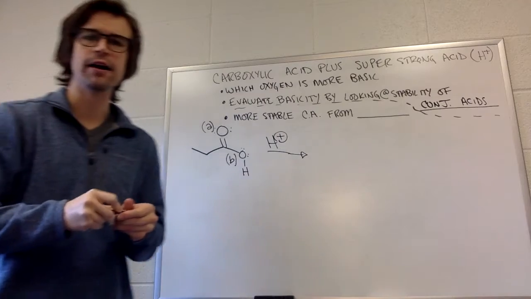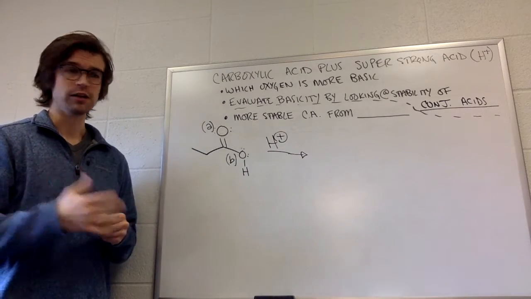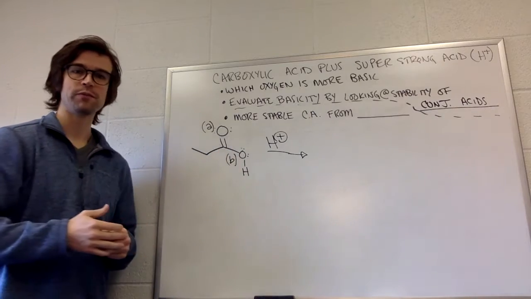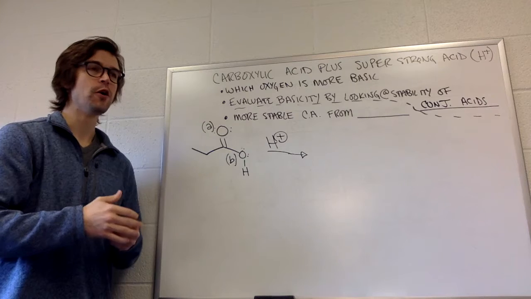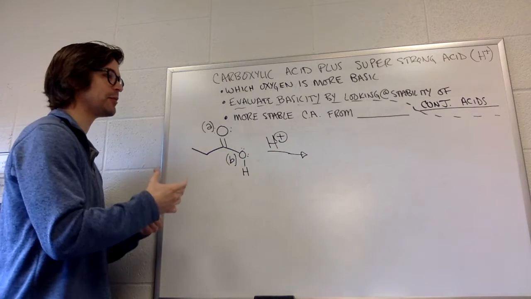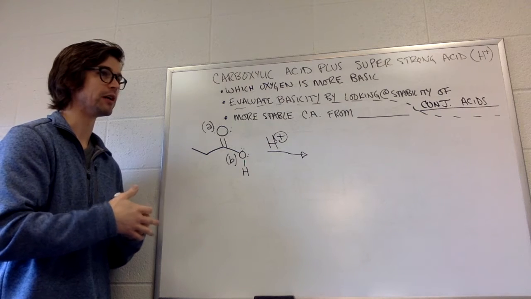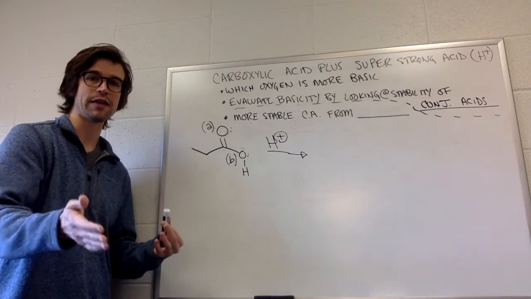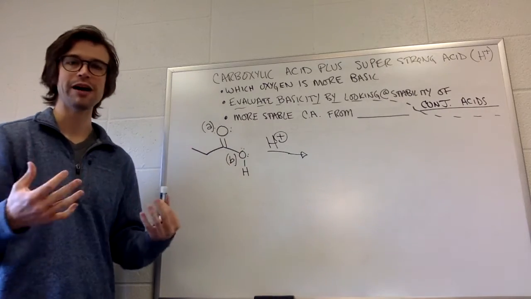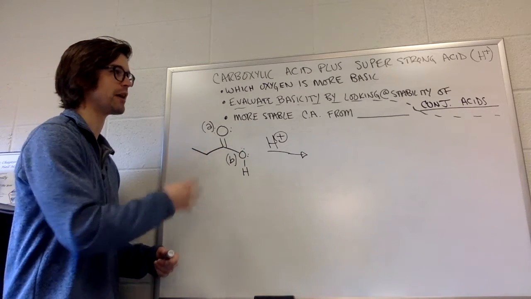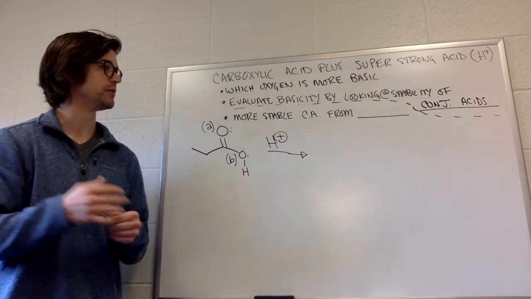So why is that? Really, we're bad at evaluating things that aren't charged. This base is neutral. This as an acid is neutral, so we can really evaluate how stable it is as a conjugate base if we look at the charge of that. We saw that in the last video, it's negatively charged. If this protonates, it's going to be positively charged, and we can evaluate the stability of that conjugate acid based on the stability of that positive charge.